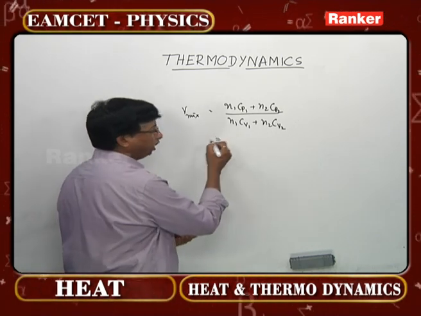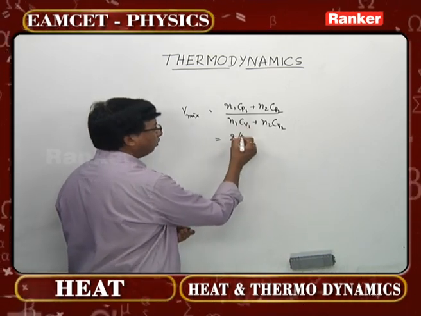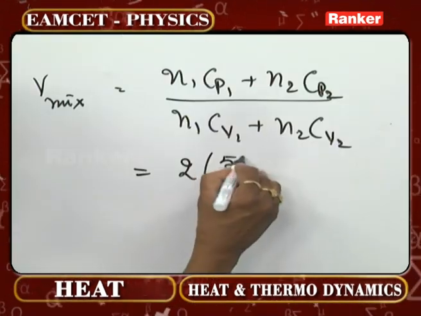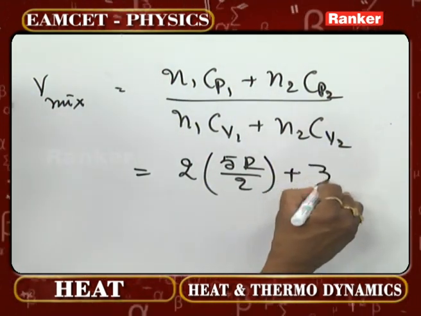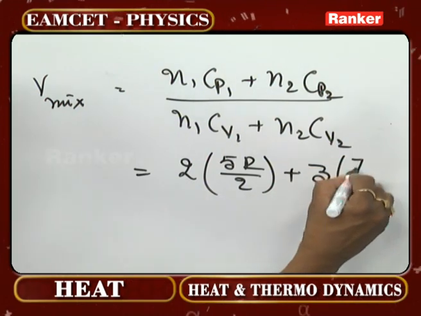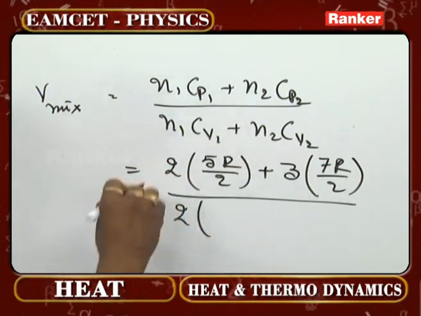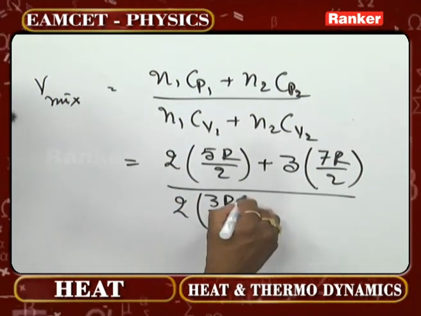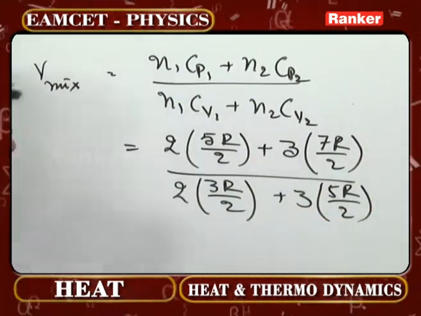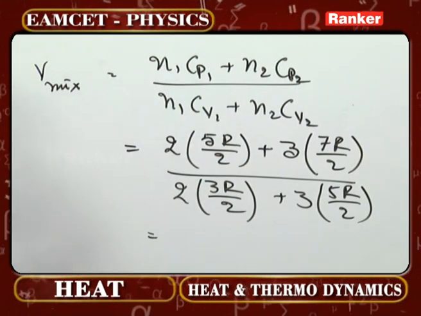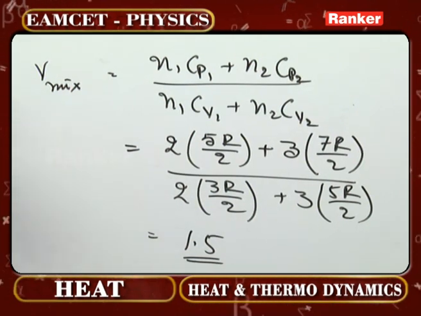All of you can understand n1: how many moles? 2 moles of monoatomic gas. For a monoatomic gas, what is the value of Cp? It is 5R/2, plus, what is the second one here? 3 moles of a diatomic gas. What is Cp for a diatomic gas? 7R/2, divided by 2 into, what is Cv for a monoatomic gas? 3R/2. What is the value of Cv for a diatomic gas? 5R/2. So if you simplify this whole lot, you will get nearly 1.5. That is the corresponding answer. Means what?